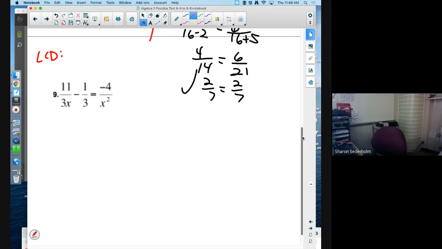What would it be for those 3 lovely little fractions? 3x squared. Everything's there and to its highest power. So we're going to multiply all 3 terms by 3x squared. Stay at home. Should we change that to plus a negative?